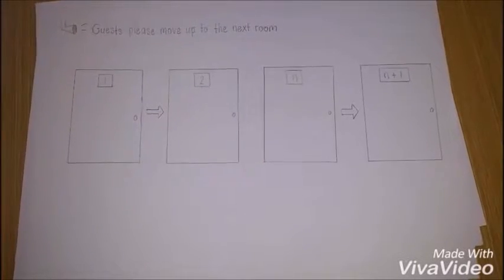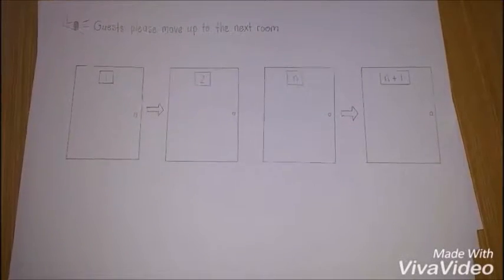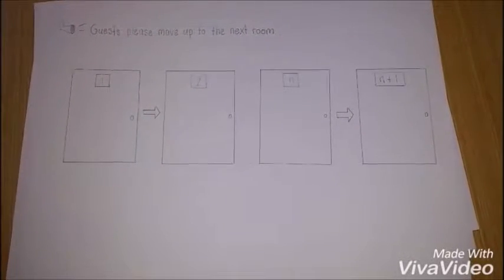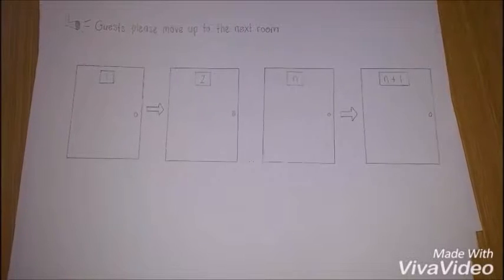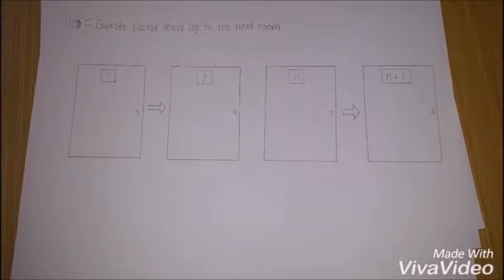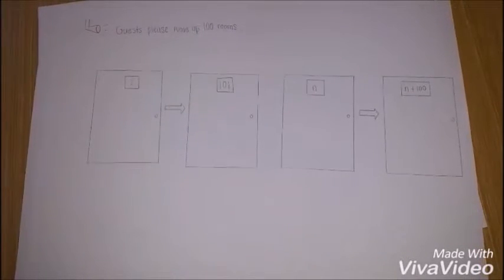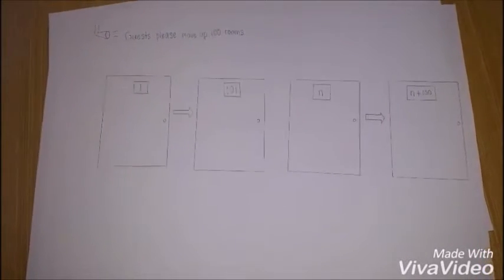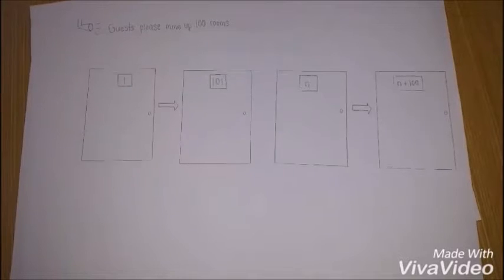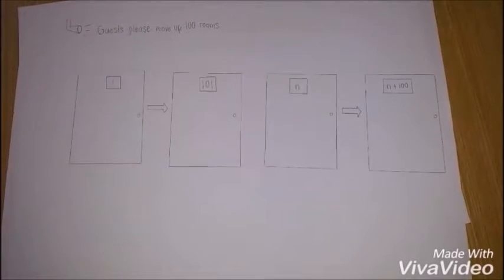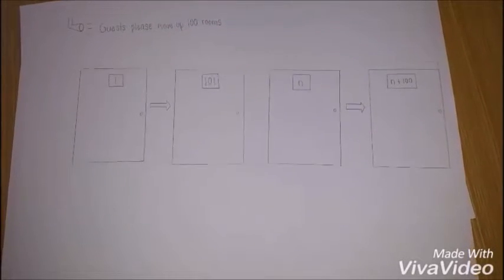Once you arrive and ask for a room, the hotel makes a loudspeaker announcement and asks the guests to move up to the next room. The guest in room 1 moves to room 2, the guest in room 2 moves to room 3, and the guest in room n goes to n plus 1. Since the hotel has infinite rooms, every guest will get a new room. This method works for any number of guests. If 100 guests go in the hotel, ask the guests to move up 100 rooms.